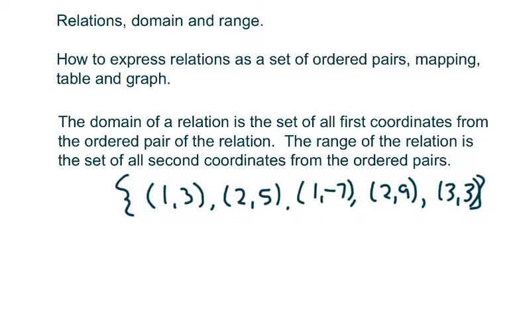Everyone, we're going to talk about relations, including domain and range, and we're going to express relations as a set of ordered pairs, mapping, table, and graph. First of all, the domain of a relation is the set of first coordinates from the ordered pairs of the relation, and the range of the relation is the set of all second coordinates from the ordered pairs.